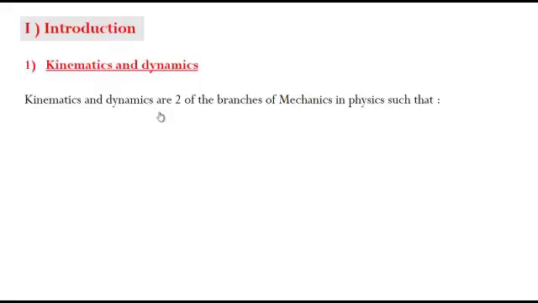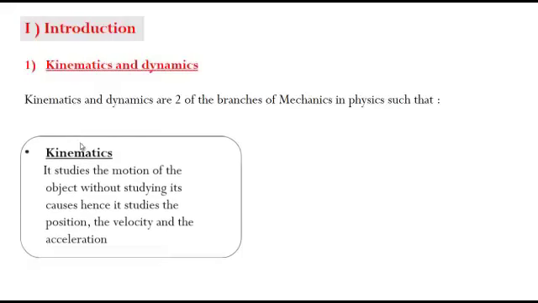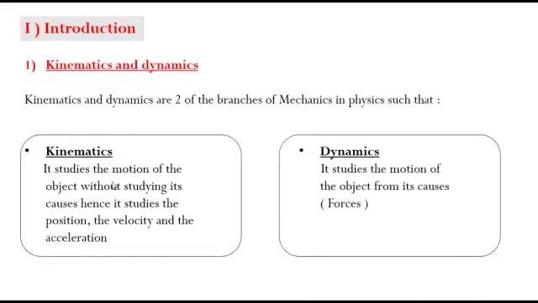We know that in physics we have many branches, mechanics, for example, electricity. So one of these branches is mechanics, and mechanics is also divided into many branches. Two of these are kinematics and dynamics. What's the difference between kinematics and dynamics? Kinematics deals with the motion itself. This means without studying the causes. So when we say dealing with the motion, it means dealing with three characteristics in general: position, velocity, and acceleration.